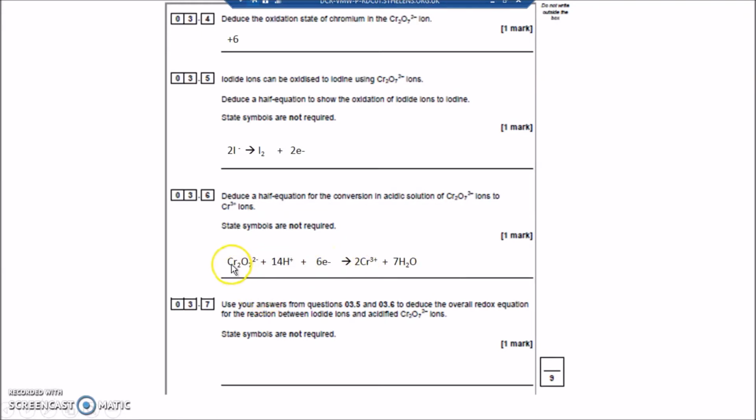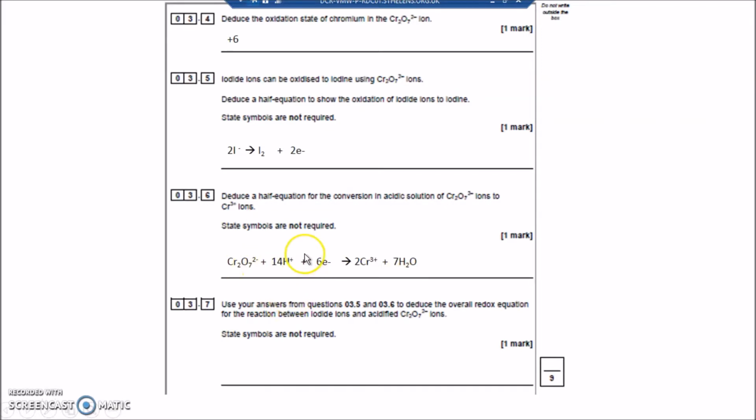Where's the 14 come from? Well, Cr2O7 2- plus H+ make Cr3+, it tells you that, and H2O. I've got two Crs here, so I need two Crs here. I've got 7 O's, so I need 7 H2O's. 7 H2O's are 14 H's, 14 H+.